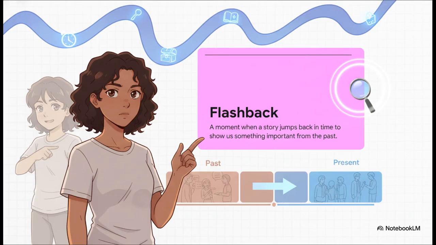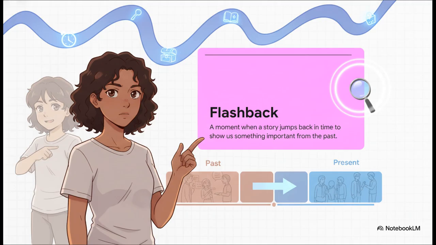A flashback is basically a moment when a story jumps back in time to show us something super important from the past. Think of it as the author's special secret tool. They literally pause the main adventure, grab you by the hand, jump backward into the past, and show you a really important clue that you completely missed.